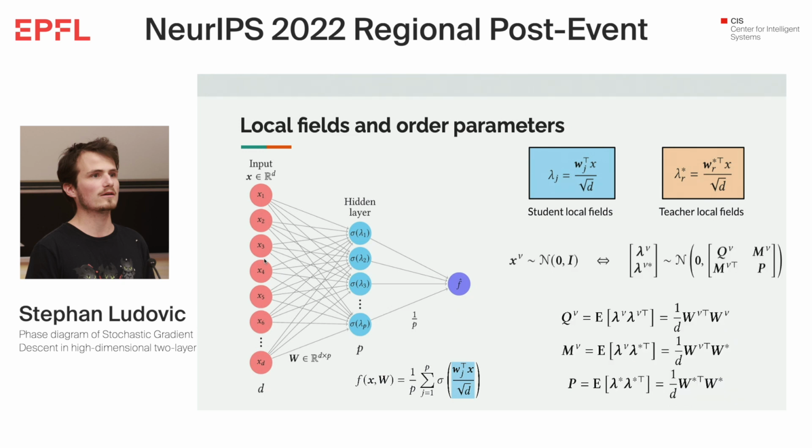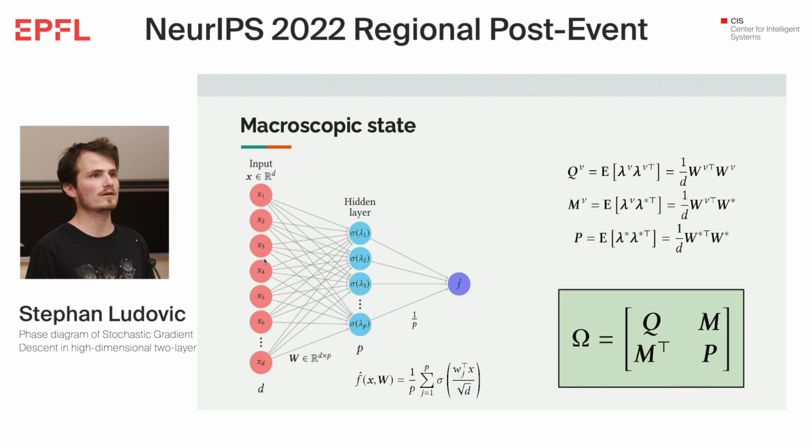And if the data is Gaussian, which we assumed, then those pre-activations are also jointly Gaussian, and we are only interested in their second moments to know anything about them. And their second moments are just scalar products between the teacher vectors and the student vectors, or the student vectors and the student vectors themselves. And so this gives rise to what we call a macroscopic state of the network, which is simply this second moment matrix. And this encapsulates basically everything that we would want to know about the dynamics of the network.